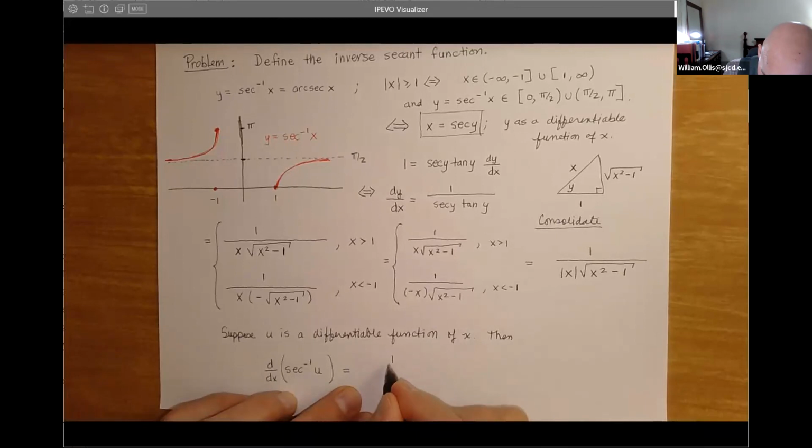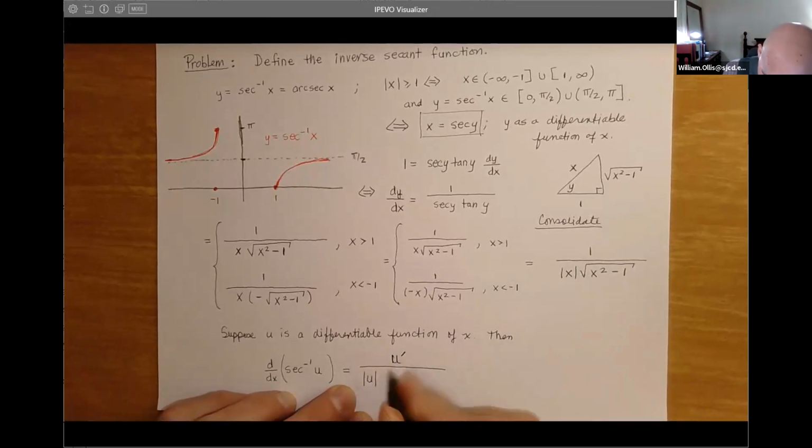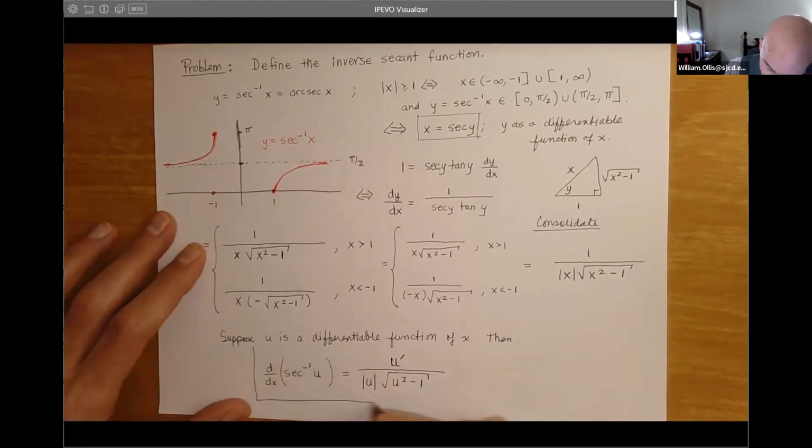So we have one, and I'll just go ahead and put u prime upstairs to consolidate. Remember, we always have to multiply by the derivative of the inner function. So I can just replace the one with du/dx, or u prime, over the absolute value of u times the square root of u squared minus one. So here's a nice chain rule extension for our inverse secant.